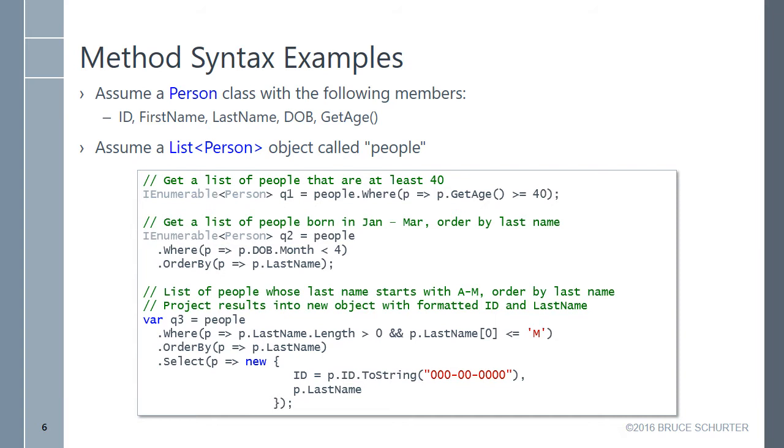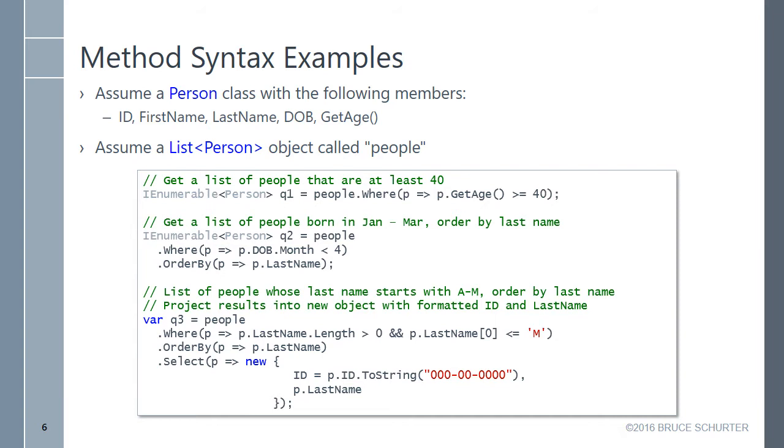Finally, we have an example where we're going to project a new value using the anonymous types we discussed earlier. So we have a return value of type var. The reason we have to do it this way is because we don't know the name of the data type that's being generated, because we are projecting a brand new data type inline. So the return type is going to be var. We'll call it q3 equals people.